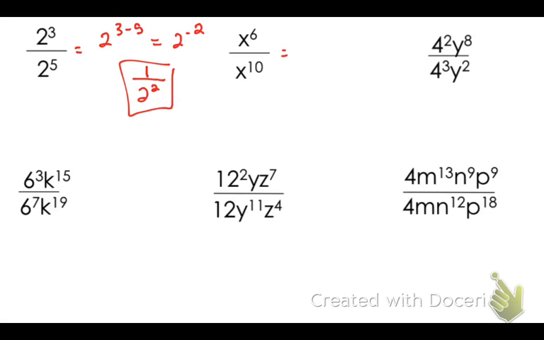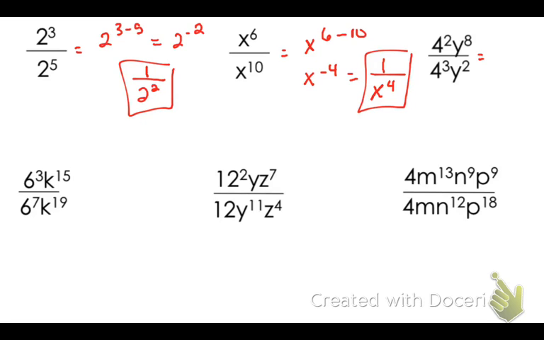Now for this one, you get x to the 6th power minus 10. From there, because you're left with a negative number, you have to do the reciprocal. So again, check your answer, and it's the same answer as you had before.